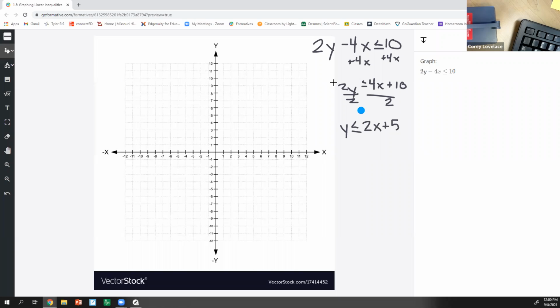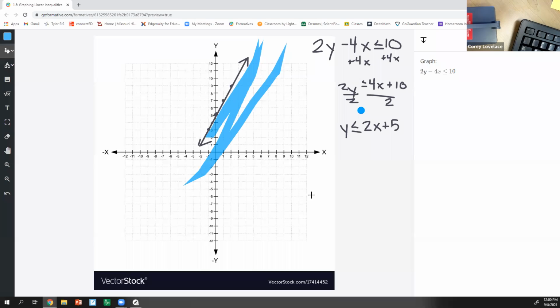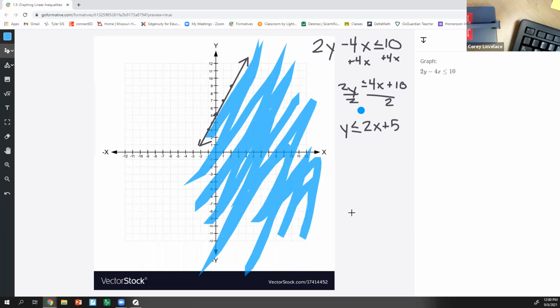Double check my work. Looks good. So start at 5. Slope tells me up 2/1, up 2/1. Maybe go backward just for good measure. It's less than or equal to, so that tells me solid line, not dashed. And then looking at our symbol, we had less than or equal to. So when I change that to whatever color, I'm going to shade above or below the line, excuse me. So that region over there.